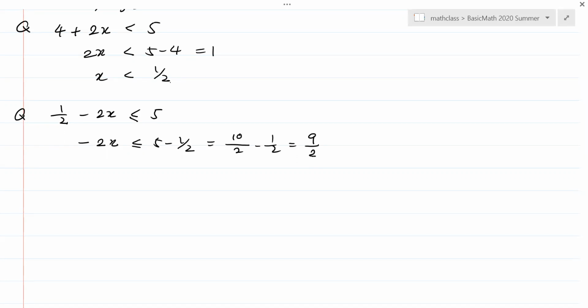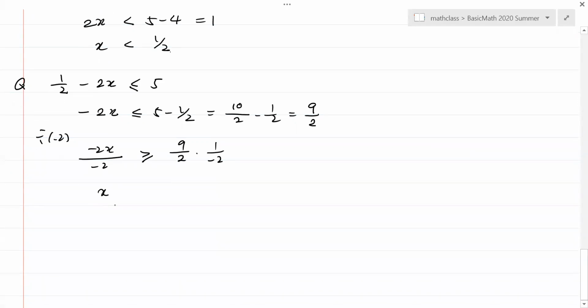Then you divide both sides by -2. Don't forget to change the direction of the inequality. Greater than or equal to 9 over 2 divided by 2. Dividing by 2 means you put it in the denominator. So the left-hand side is x, and the right-hand side is -9 over 4. Okay, 9 over 4.